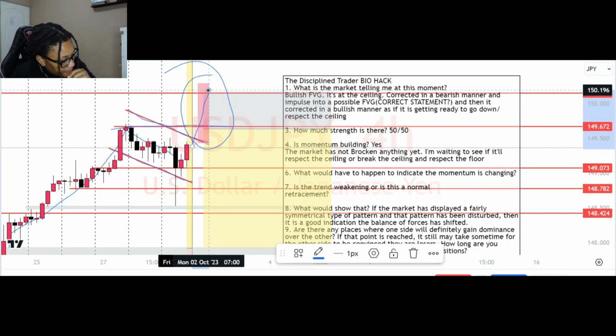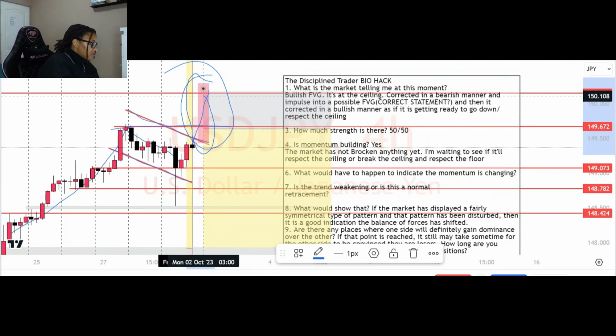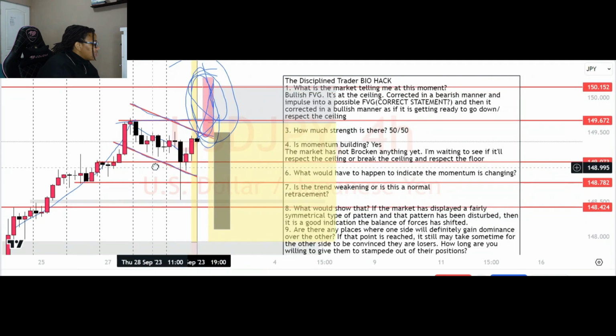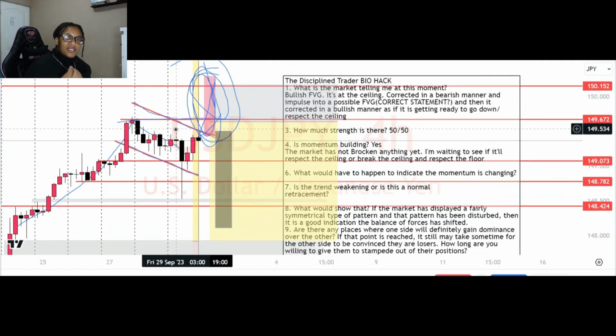We're still on number 9. Are there any places where one side will definitely gain dominance over the other? If that point is reached, it still may take some time for the other side to be convinced they are losers. So, some people will still not see this. They will see something like this and still think, nah, the market is still going up. You thought.